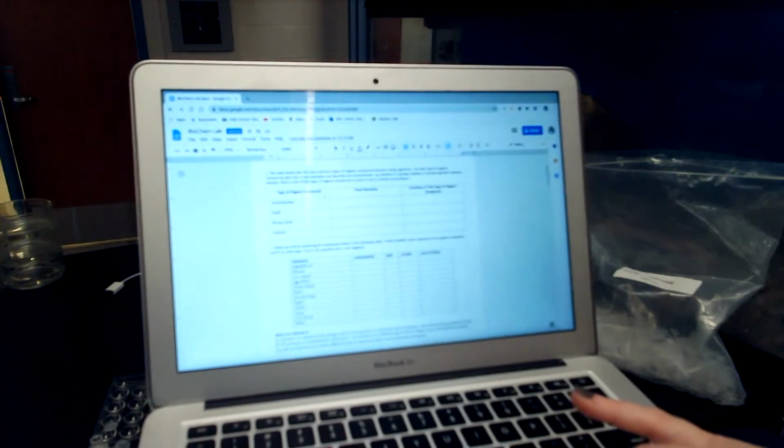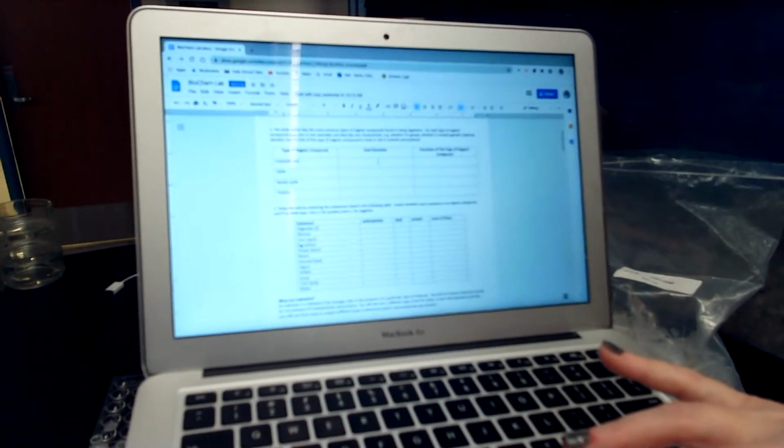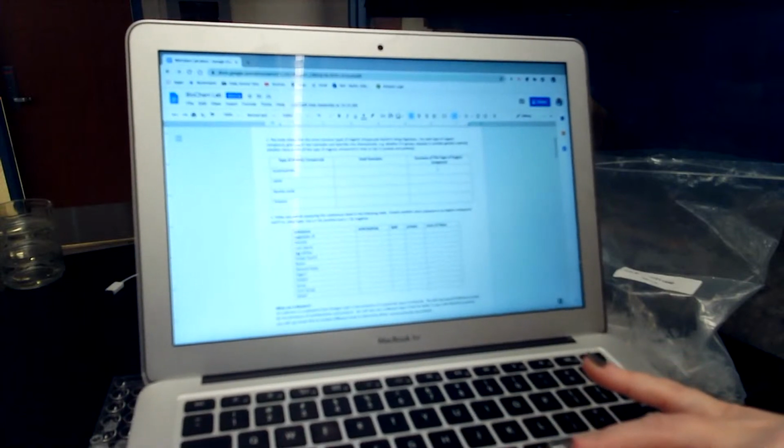So, moving on to the table. I feel like we can still see this, right? Yes. Okay. So a couple examples, food examples of carbohydrates. That's what we're going to focus on today, and the function of this type of organic compound.